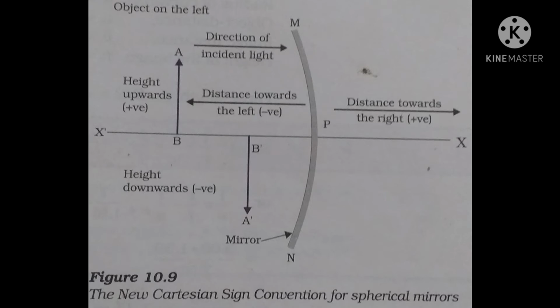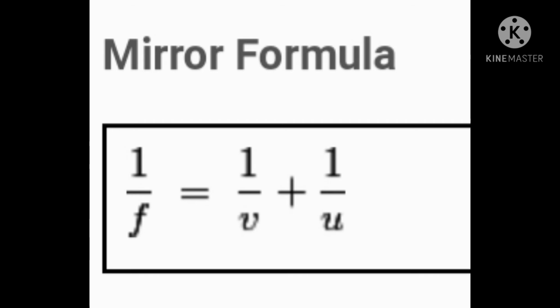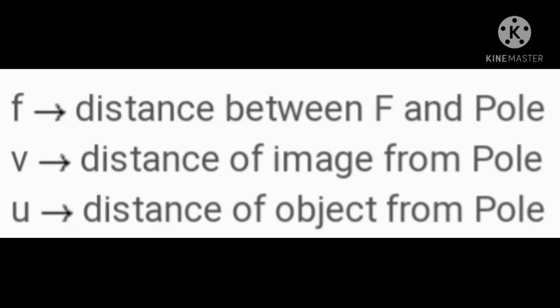Now next important we have the mirror formula and magnification. What is the mirror formula? This is the formula we have given: 1 by small letter f is equal to 1 by v plus 1 by u. Clear? Just look here, what is this f? This f is the distance between capital letter F, the focus, and the pole. In the last class also we discussed.